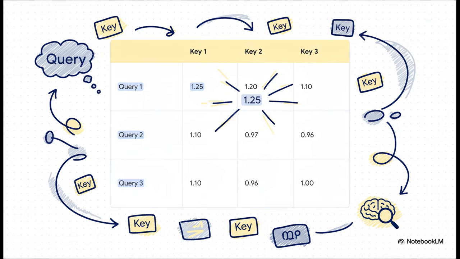So once we multiply our Q and K matrices together, we get something that looks like this, our score matrix. Let's just focus on that first row for a second. That row shows us the similarity scores from the first word's query against every other word's key, including its own. And it makes sense that it scores highest with itself, that's the 1.25. But notice it also finds a pretty strong connection to the other two words as well.